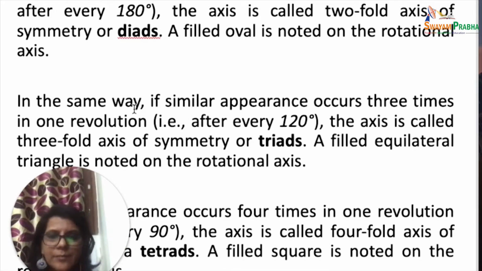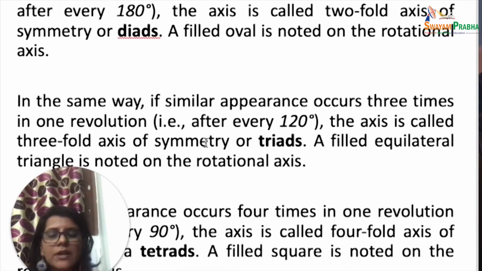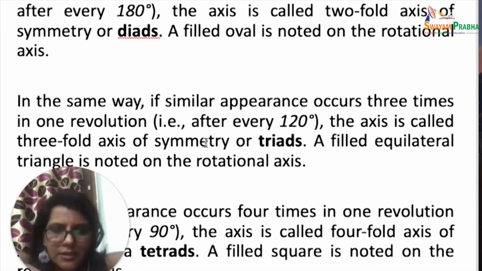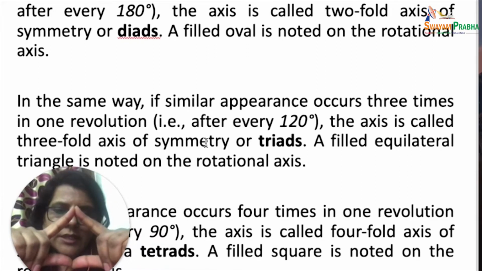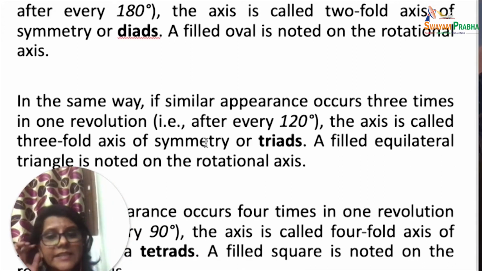In the same way, if a similar appearance occurs 3 times in one revolution, that is after every 120 degrees, the axis is called a threefold axis of symmetry. Just imagine, I gave you an example of an equilateral triangle. If this is an equilateral triangle, I give it a 120-degree rotation, I get the same equilateral triangle. Another 120-degree rotation, I get the same equilateral triangle. So that is said to have a threefold axis of symmetry.